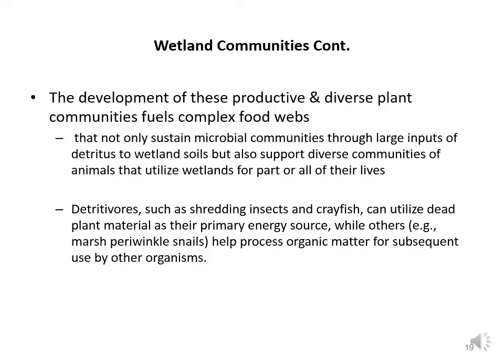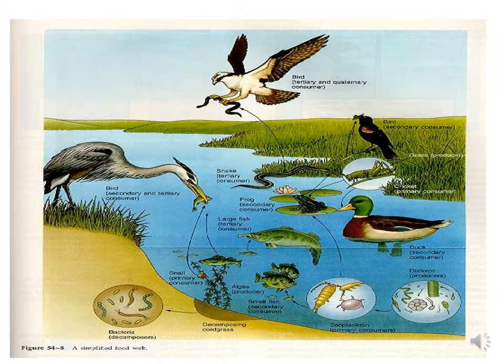They not only sustain the microbial communities through large inputs of detritus to wetland soils, but also support diverse communities of animals that utilize wetlands for part or all of their lives. Detritivores such as the shredding insects and crayfish can utilize dead plant materials as their primary source of energy, whilst others, for example, the marsh periwinkle snails, help process organic matter for subsequent use by other organisms.